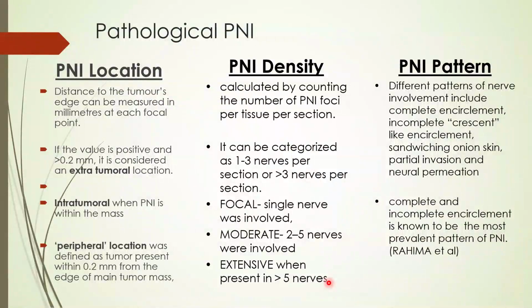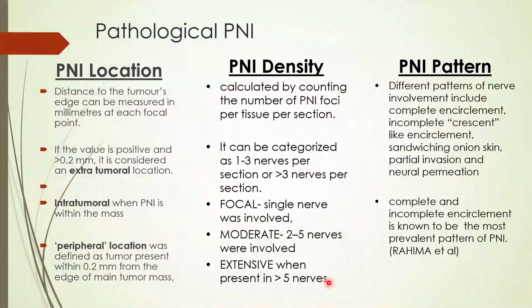So how is pathological PNI described? Generally there is location, density, and pattern. In location, the distance to the tumor's edge can be measured in millimeters. So if the value is positive and more than 0.2 millimeters, it is considered extratumoral perineural invasion. Then comes intratumoral, when the invasion is within the mass. And finally, there is the term peripheral location, when it is between that 0.2 and within that mass. So that is peripheral location.